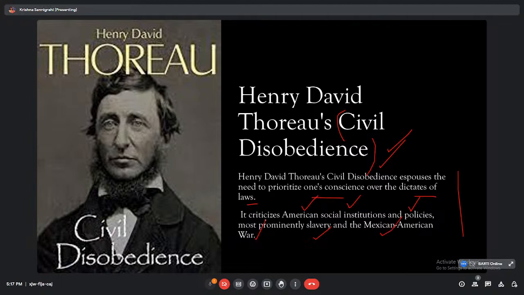So, Thoreau's civil disobedience talks about one's conscience, that is, a human being's conscience, over the dictates of laws. How somebody's conscience is more important than the dictates of laws, and it criticizes American social institutions and policies, most importantly, slavery and the Mexican American War.